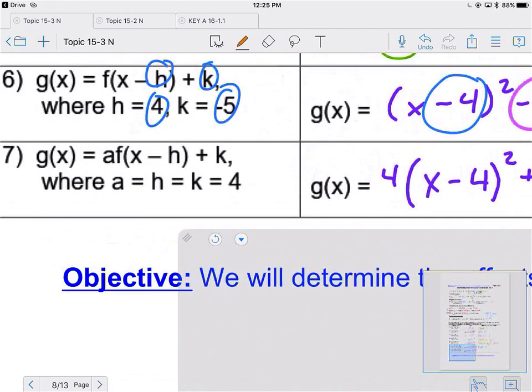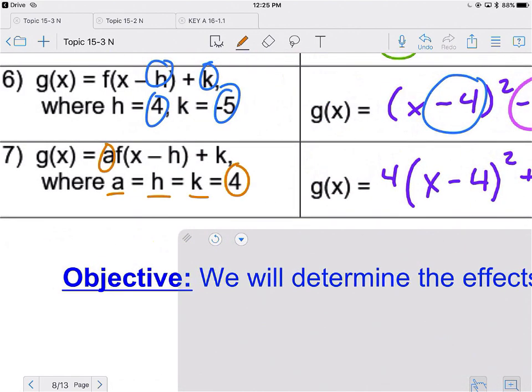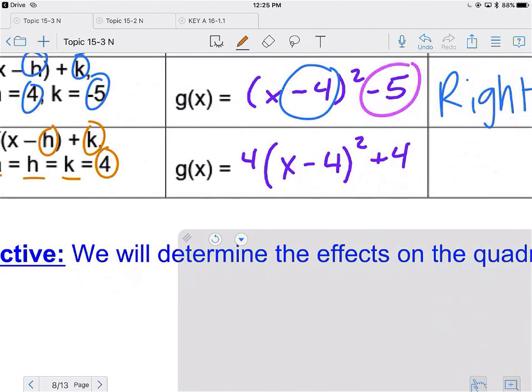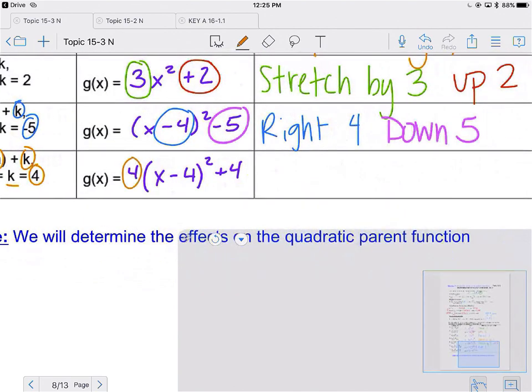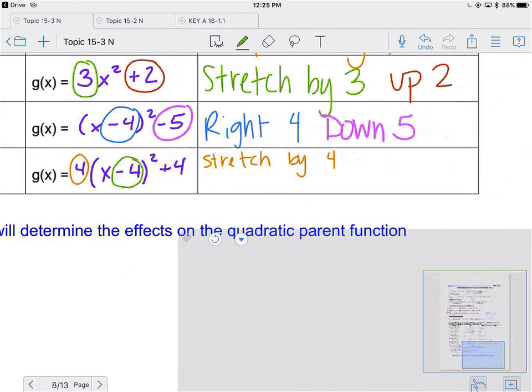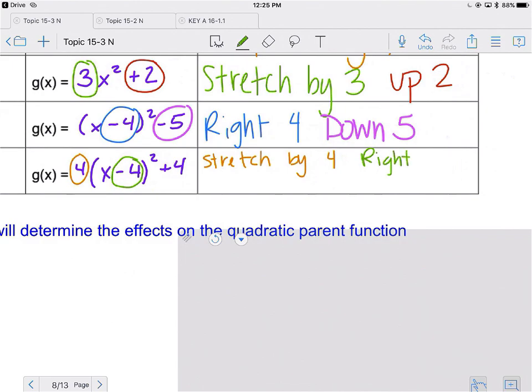The last one, they tell us A equals H equals K equals 4. So all of these letters that we see are being replaced with 4. So there's a 4 in front, 4 on the inside, 4 on the outside. The 4 in front tells us it's going to stretch by 4. I know it's stretching because it is a number bigger than 1. The -4 on the inside tells me I'm going to go to the right 4. I know it's right because it's a negative and it's always the opposite. I know it's right because it's inside with the parentheses. +4 in the back tells me I'm going to go up 4. I know it is up because positive means to go up, and I know it's up or down because it's in the very back.